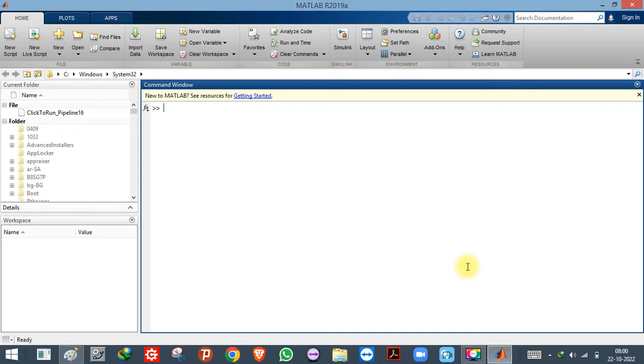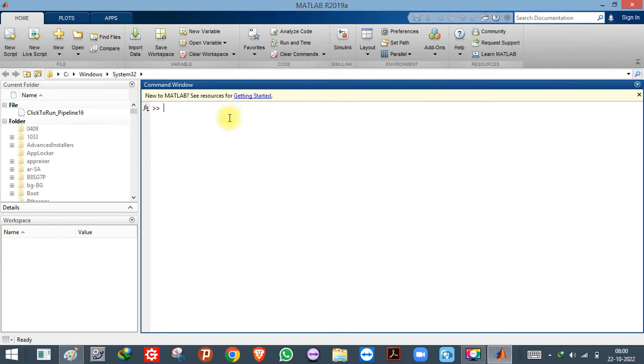So before starting the main content, I'll give a brief idea about MATLAB, for those who are complete beginners, absolute beginners. Those who are already aware of MATLAB can just bear with me for a few minutes so that I can give a brief introduction. So MATLAB stands for Matrix Laboratory.